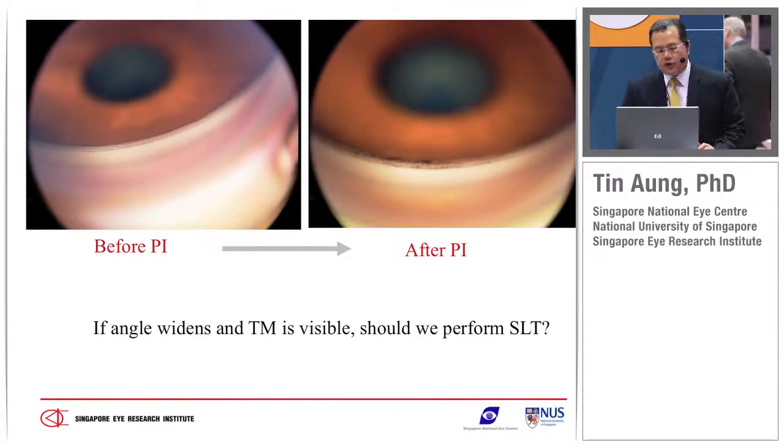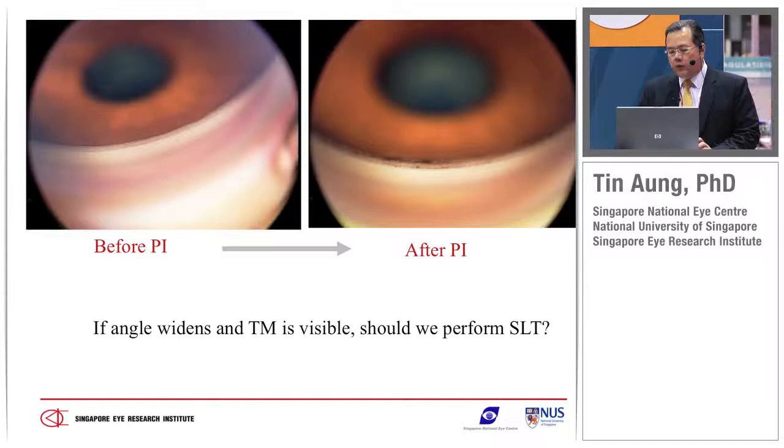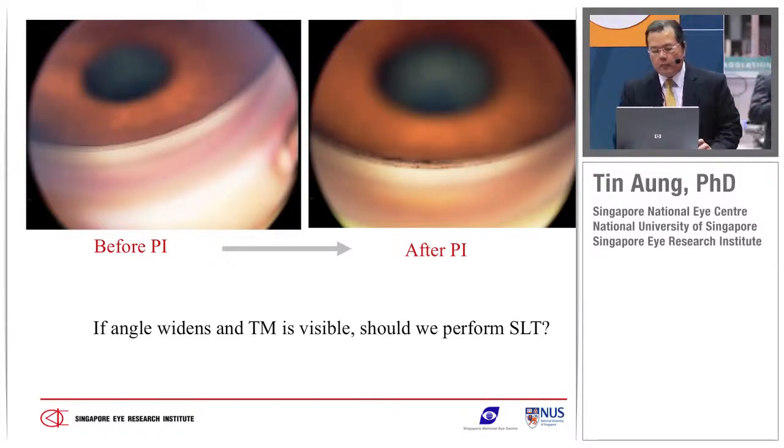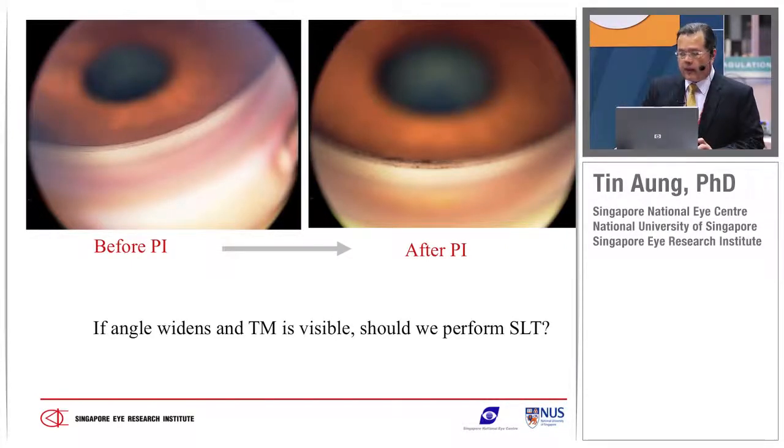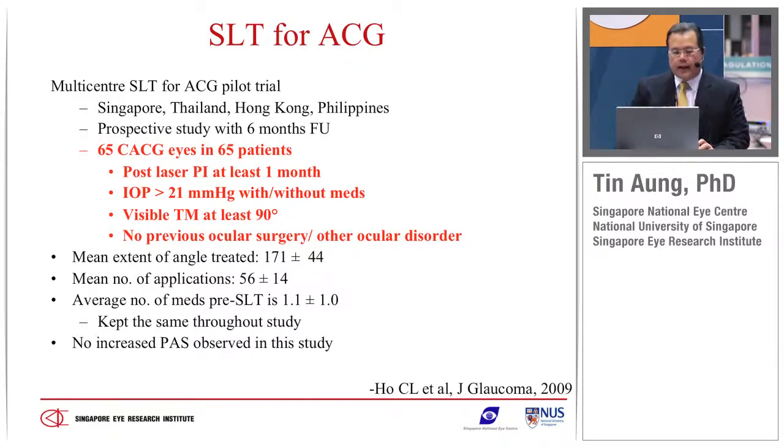Here's an example of a patient with angle closure glaucoma. As you can see in the picture on the left, he has no angle structures visible. However, after laser iridotomy, some angle structures become visible, and you can see the trabecular meshwork within this picture. This is where you can perform SLT, in the part of the angle which is open.